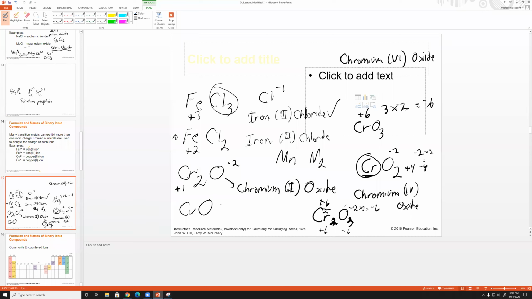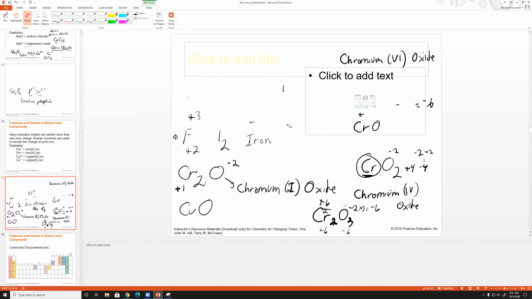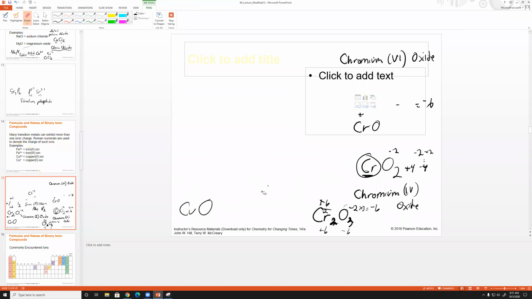Okay, let's do some more examples. We'll do a couple more. Erase this. All right. So let's do the one we forgot to do here. So CuO, what's that? Copper 2 oxide. Perfect. Copper 2 oxide, because we have our oxygen again, right? Oxygen's -2. Copper would then have to be +2, so it would be copper 2 oxide.